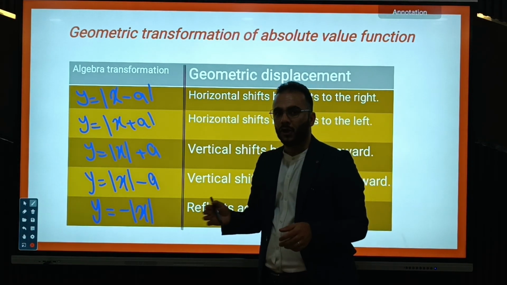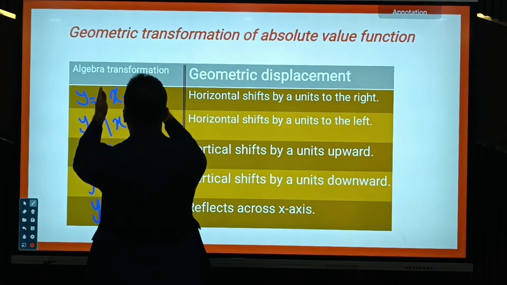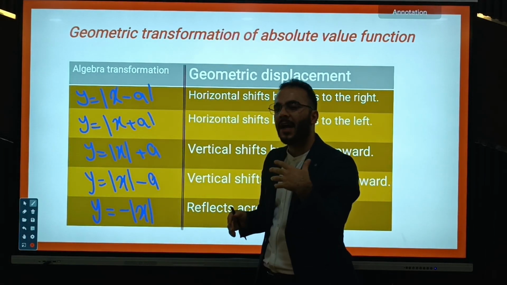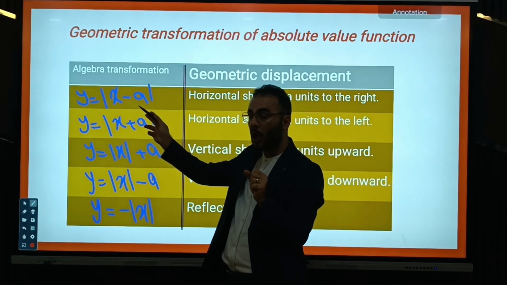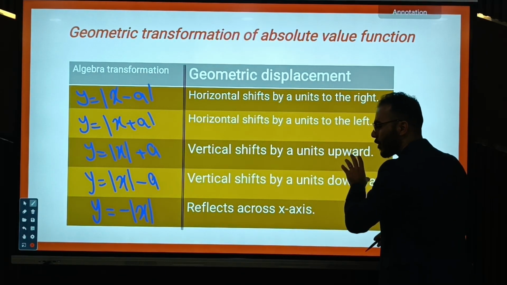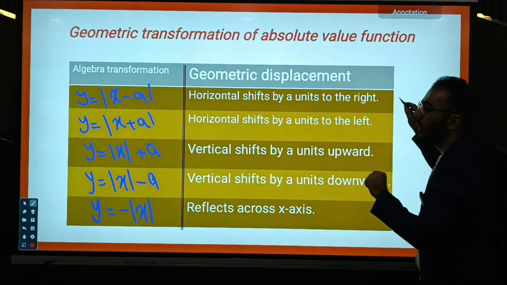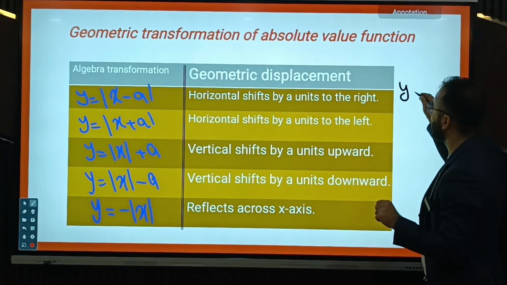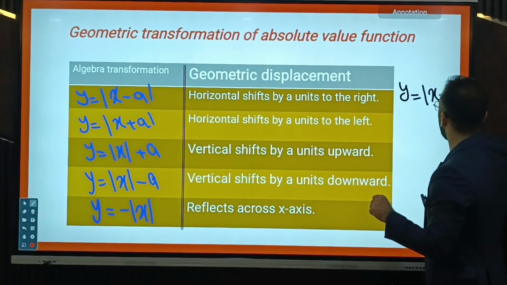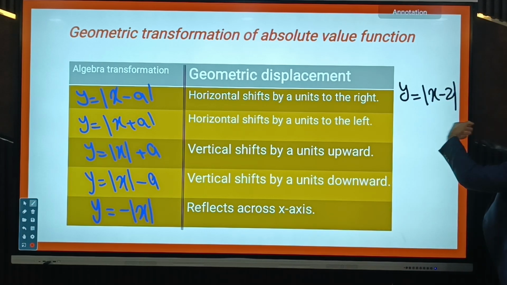These are the transformations regarding the parent function of an absolute value function. If we have the absolute value of x minus a number, if there was a minus inside, our function will be shifted to the right by that many units. For example, if we have y equals the absolute value of x minus 2, we will shift the parent function 2 units to the right.